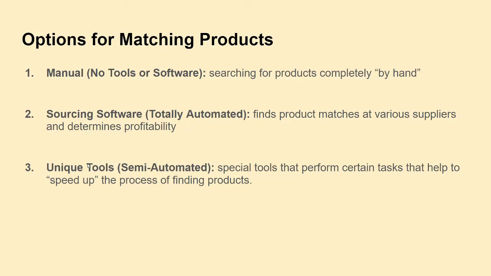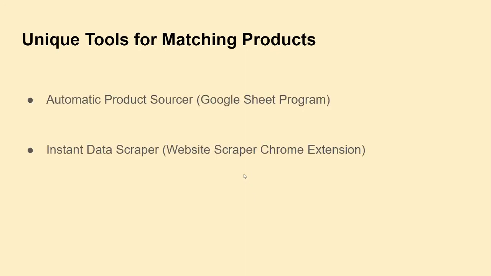The third option is you can use unique tools, which are more like semi-automated tools that you can create yourself, if you have that ability. You can use tools I have created. I create tools, you can use those tools, and there are also some other tools out there, like Chrome extensions, that you can use in combination to help speed up the process. These are unique tools for matching products.